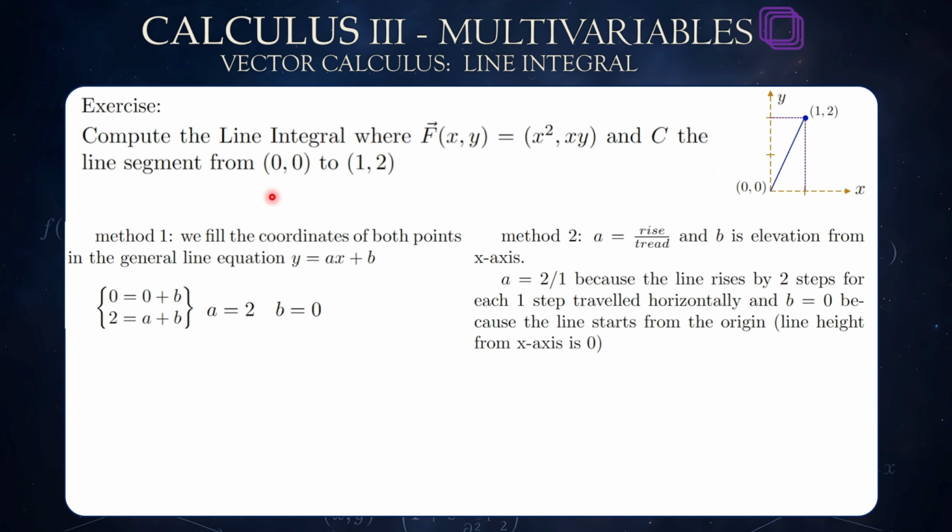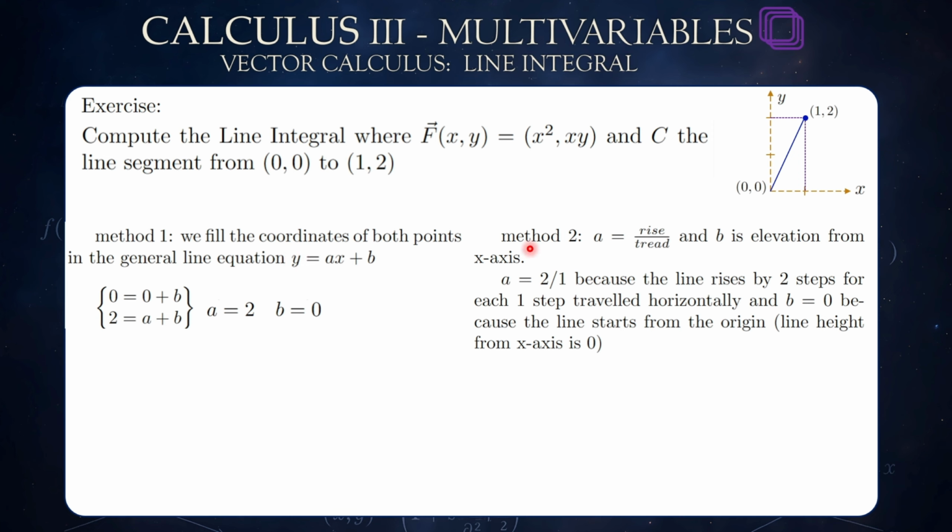The first one, we fill the coordinates of both points in the general line equation, y equal ax plus b. So 0 is equal to 0 plus b. 2, which is the y of the second point, is equal to a times 1, x of the second point, plus b. So a equal 2, b equals 0.